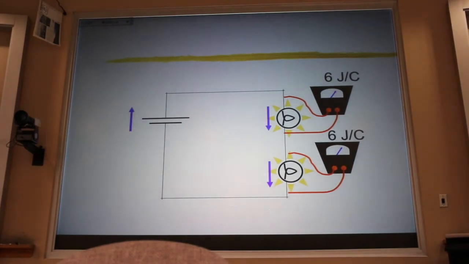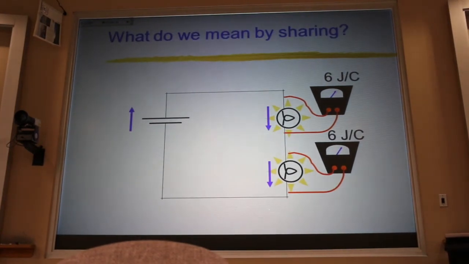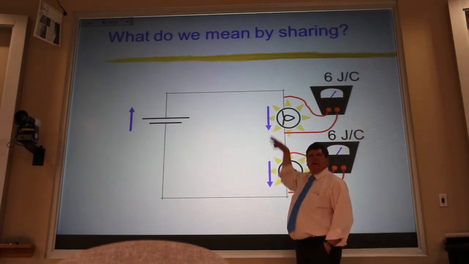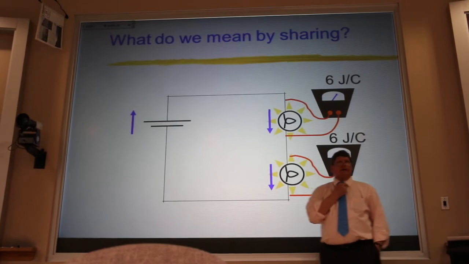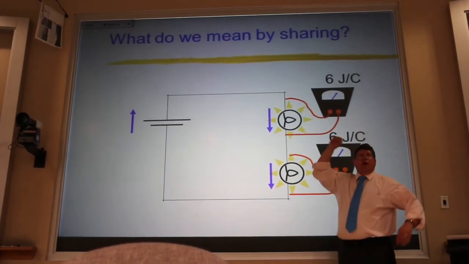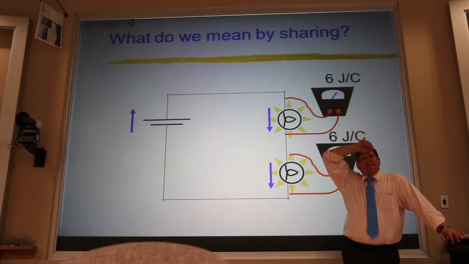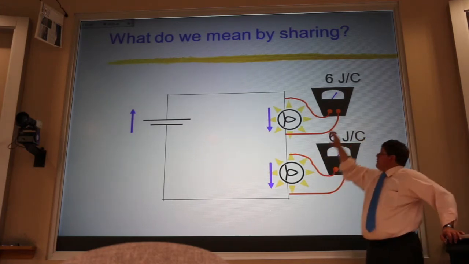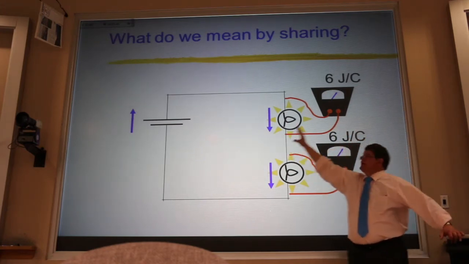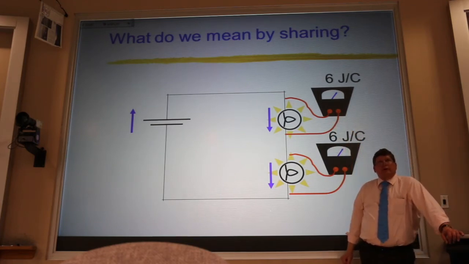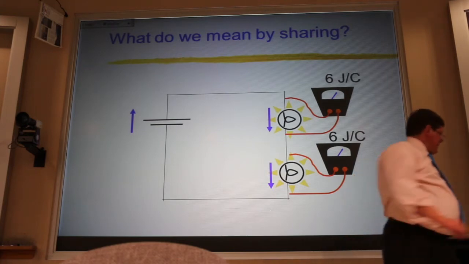Now, let's talk about sharing. The current in the circuit is shared between the two bulbs. Like a book or like a pie? Like a book. The voltage of the battery is shared by the two bulbs. Like a book or like a pie? Pie. Like a pie.